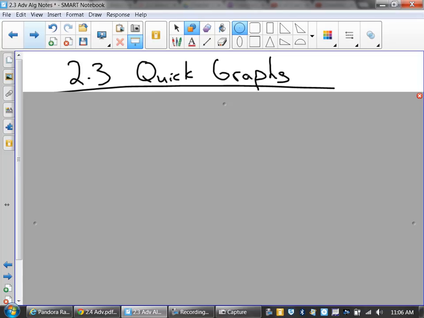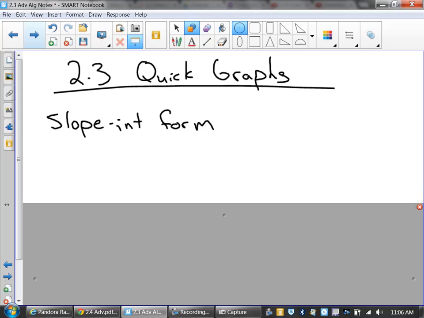Anyway, quick graphing. So, for example, we've all been graphing equations for a long time in plain old boring slope-intercept form, right? Y equals mx plus b.